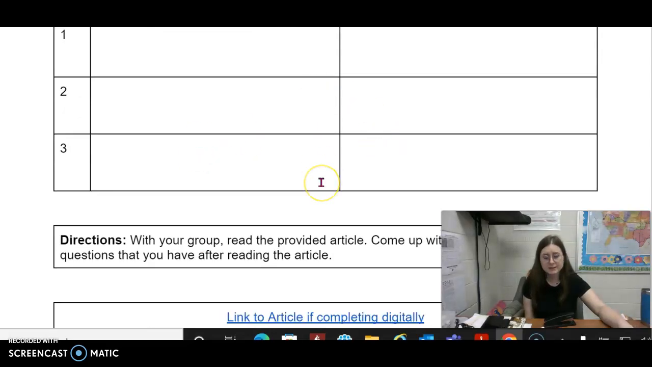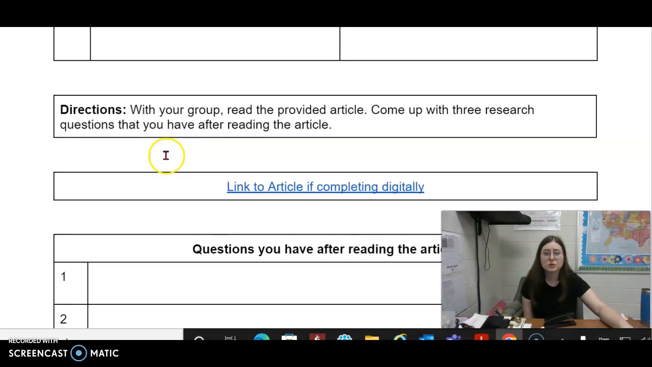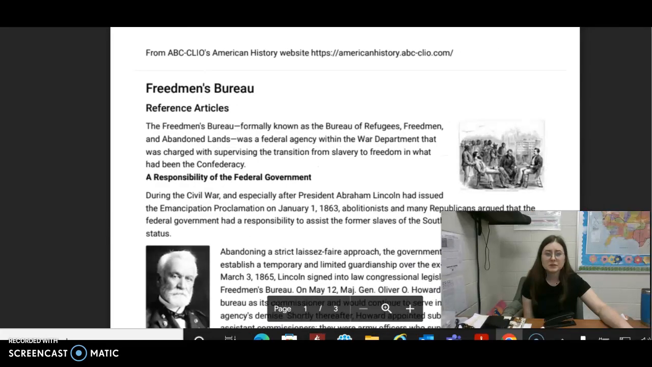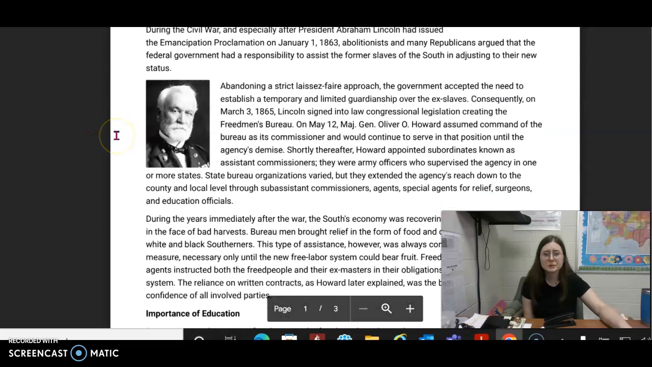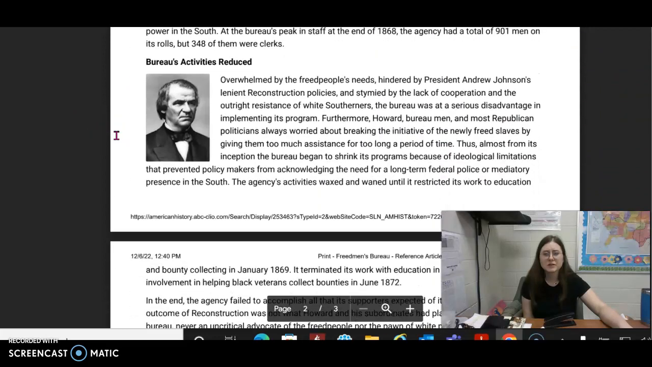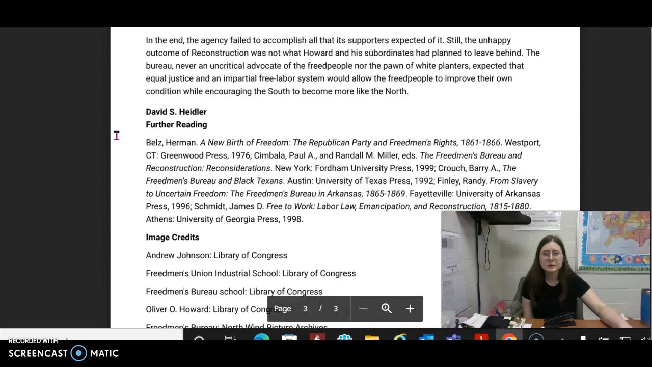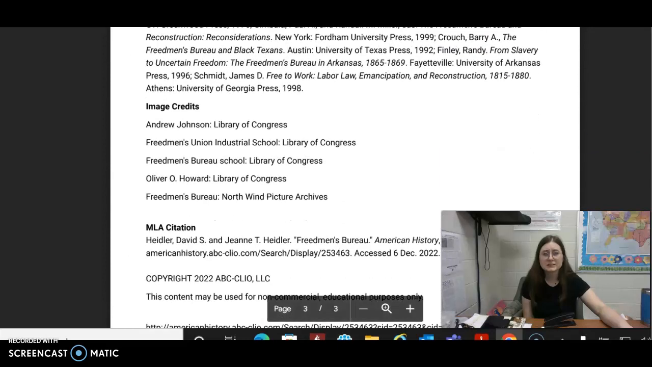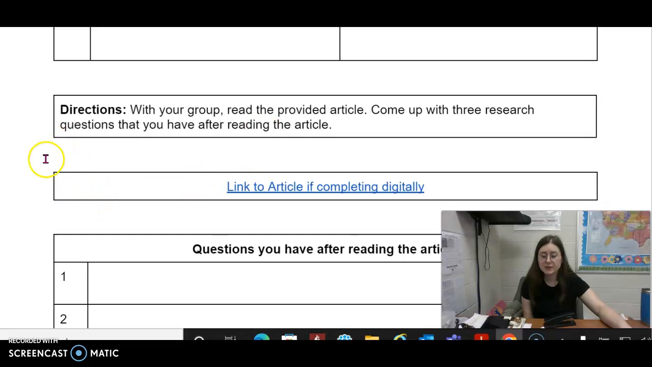After they have gotten that baseline down, they're going to read an article that will be provided to them. If this is being completed digitally, I do have a link available in the document. It's going to take you here. Can also be easily printed out. This is an article covering the Freedmen's Bureau, and in this article, it is going to cover some of the most important points. It's going to allow students to answer the questions that they came up with themselves.